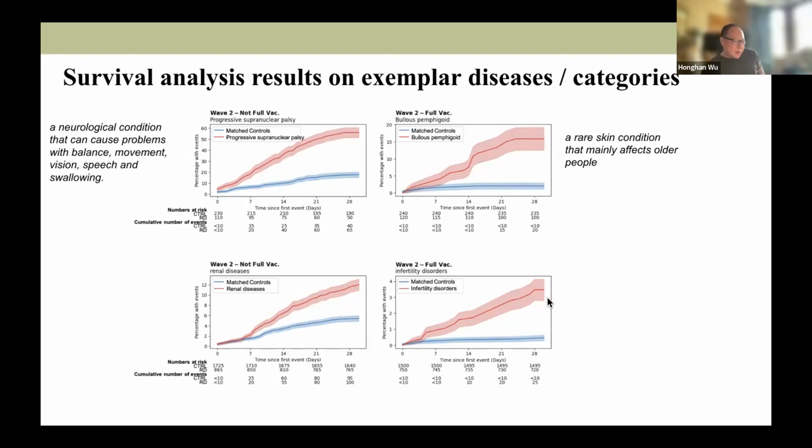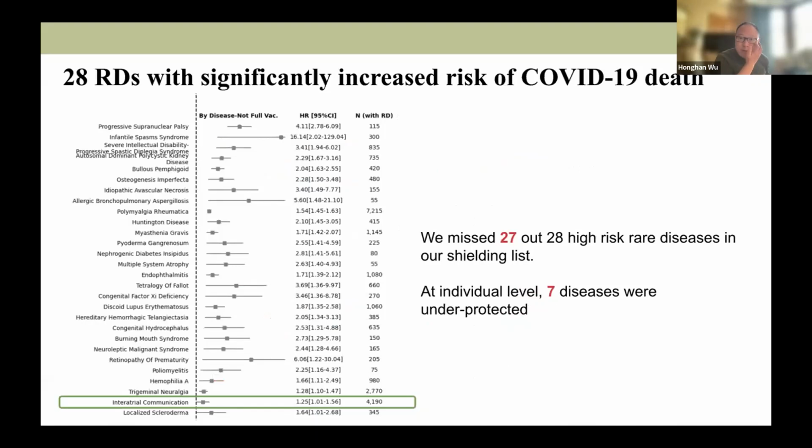So essentially, this slide tells us that particular rare disease patients have much higher risks of mortality if they catch COVID. We just show you these exemplars, both at disease level and groups of disease level. Out of 331, this slide lists all 28 rare diseases for which we find patients have a significantly higher risk of COVID-related death.